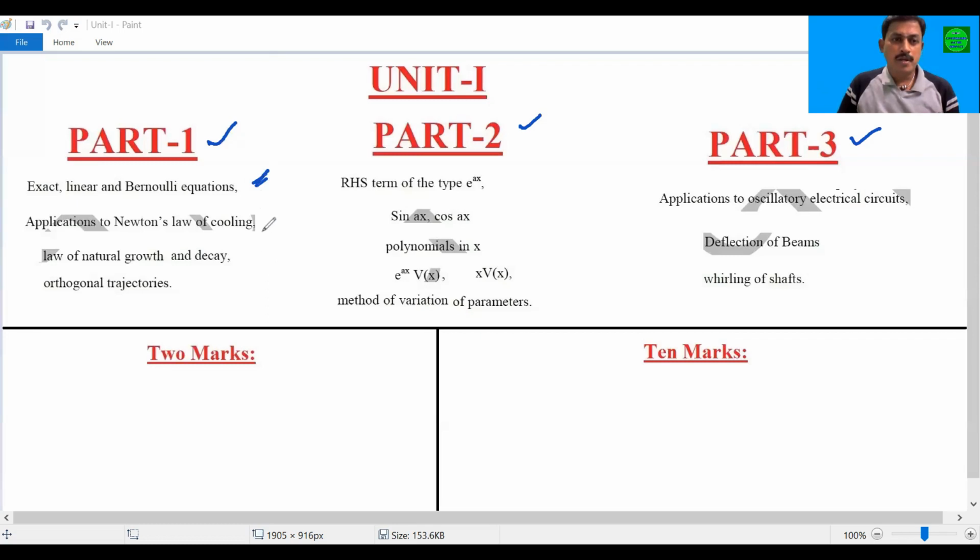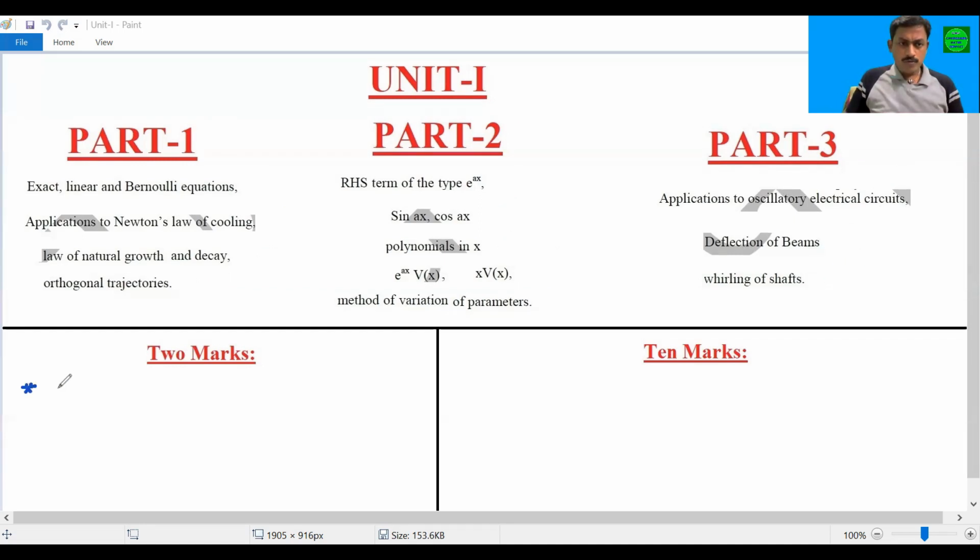equations, and similarly applications of differential equations, that is Newton's law of cooling, law of natural growth or decay, or orthogonal trajectory. Part 2 consists of 5 methods, that is e power ax, sin ax, cos ax, polynomials in x, e power ax into V of x model, x into V of x model, method of variation of parameters. And Part 3 consists of applications to oscillatory electrical circuits, deflection of beams, whirling of shafts.